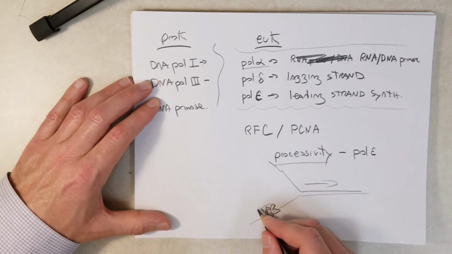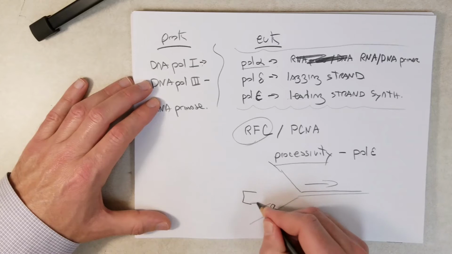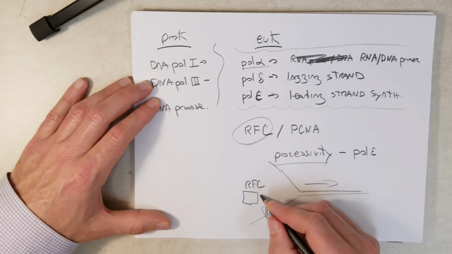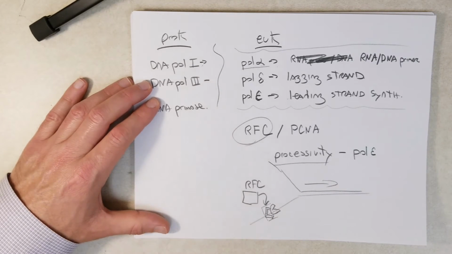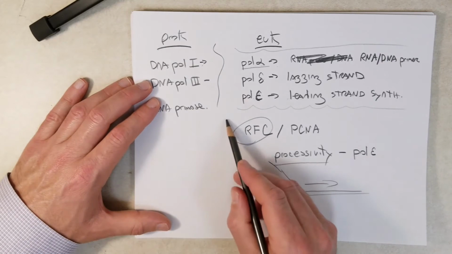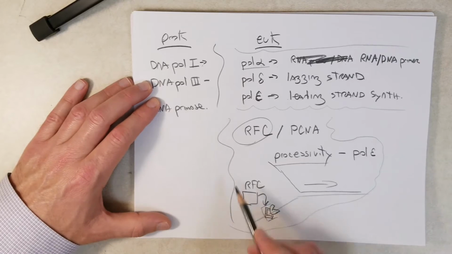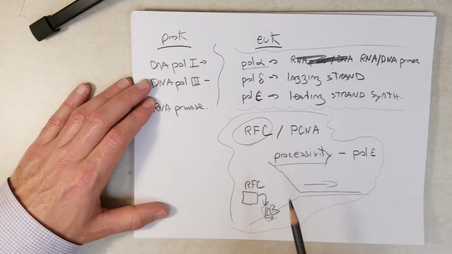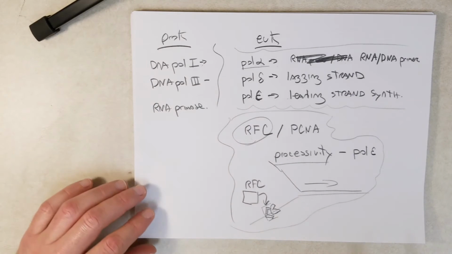And replication factor C, now this would be another complex of proteins, and it's thought that replication factor C loads PCNA onto the template with the polymerase. So that's something new that we didn't really touch on with prokaryotic DNA replication. I'm not actually sure if there are equivalent proteins in prokaryotes. There might be.